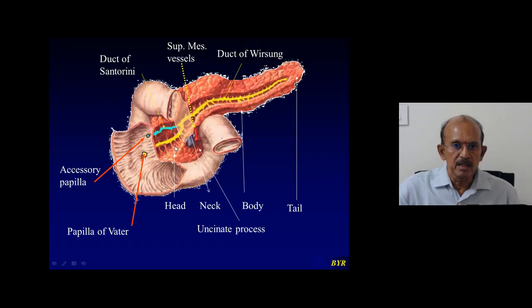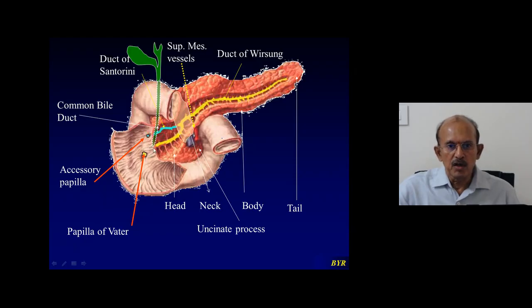The main duct is joined by the common bile duct, and the conjoint or combined duct traverses through the wall of the duodenum and opens on the second part of the duodenum over an elevated portion called the papilla of Vater. This papilla of Vater, and also the terminal part of the bile duct and the terminal part of the pancreatic duct, are surrounded by a sphincter called the sphincter of Oddi.